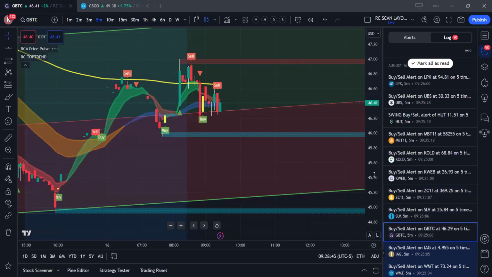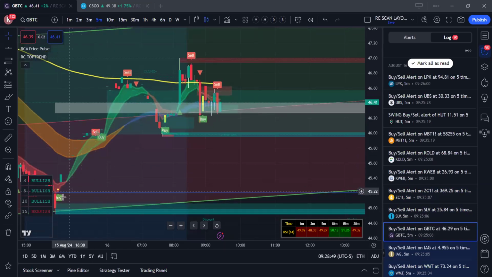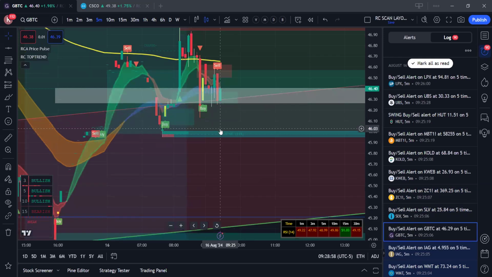And GBTC is like an ETF for cryptos, Bitcoin. Again, it went all the way up today. Now there is a pullback. If it comes somewhere here, we have a strong support. If it comes here and then starts going up, we can buy the calls.